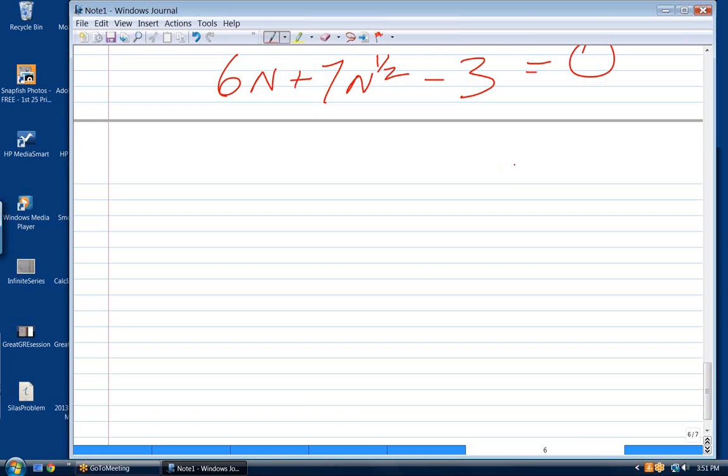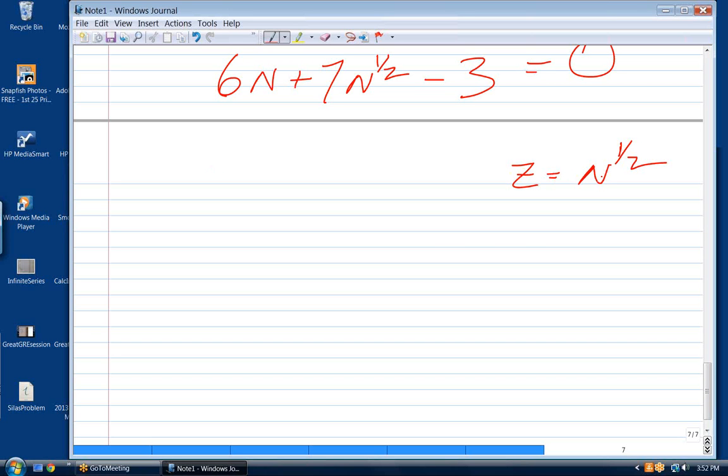So z is going to be what? I'm going to use my substitution technique. This is the tricky part. Z is always the middle term, n to the 1/2. Because after we convert it to a quadratic in z, we want z to be the middle term. We want z squared to be the front term.